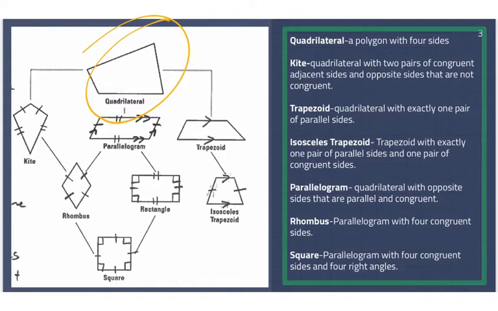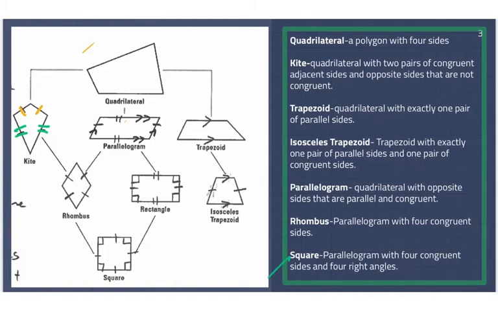So a kite is a quadrilateral, and that kite has two pairs of congruent adjacent sides, and the opposite sides are not congruent. Meaning, if you take a look at that kite, these two sides here at the top of the shape are congruent, meaning they're the same measure, and they're adjacent, meaning they're next to each other. And then the bottom two sides here are also congruent. That's why you have those slash marks indicating that they're the same measure. They're adjacent, meaning they're next to each other, so they're the same size as well. But the opposite sides are not congruent. So there's your kite.